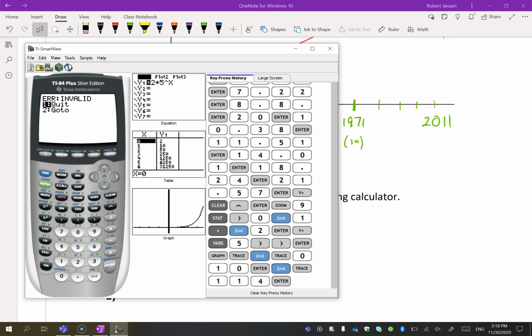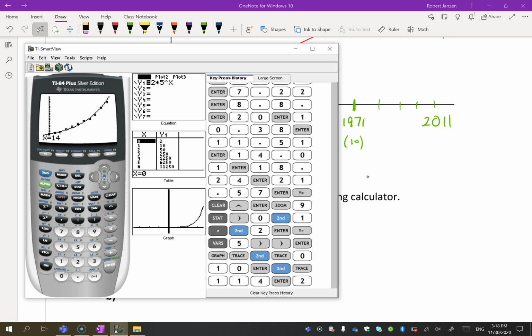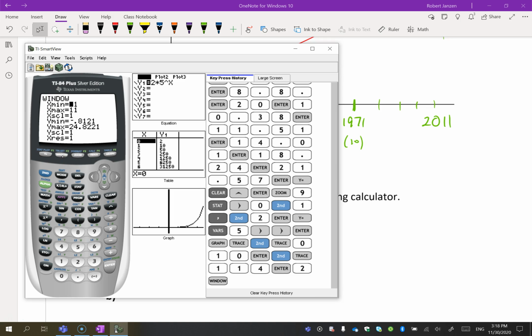Invalid. What's the problem? Let's press 2. It says 14's the problem. Why do you think 14's a problem? Well, does it make sense that 14's actually not on the graph that we see here? In fact, if I go to the window, I'm going to press window.